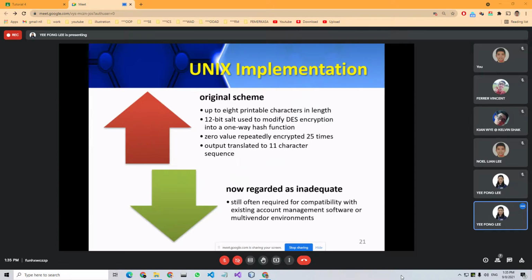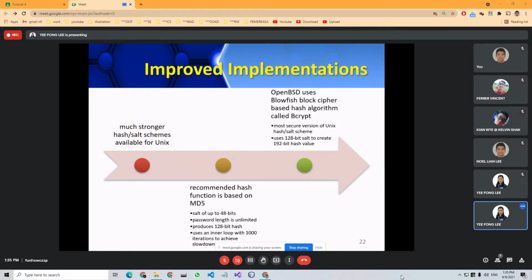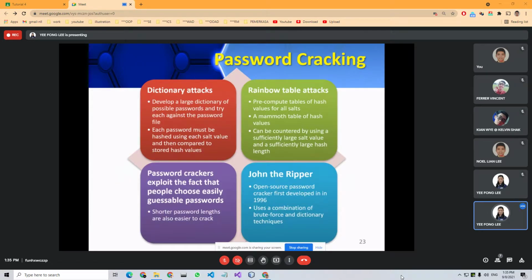Next one, the original scheme and then the upgraded version. How about improved implementations? Okay, it becomes much stronger. Yeah, an improvement from when we apply the hash with the salt scheme. This is explaining the same thing. Yeah, we look at password cracking.